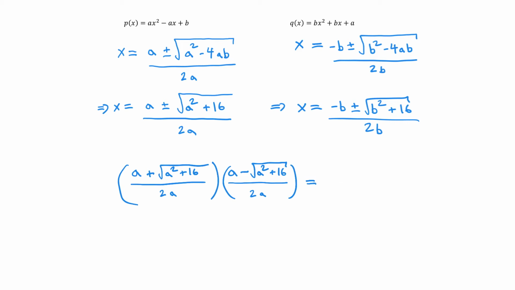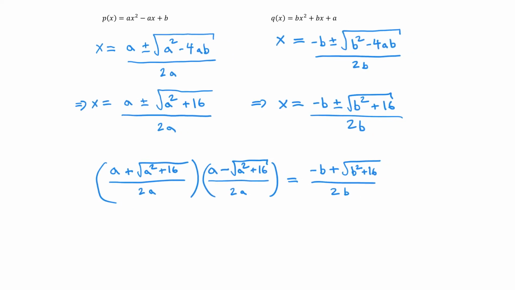And this is supposed to equal the sum of the roots of q. So here we would write minus b. Let's write the plus first. Square root of b squared plus 16, all divided by 2b. And this would be added to minus b minus the square root of b squared plus 16, all over 2b.